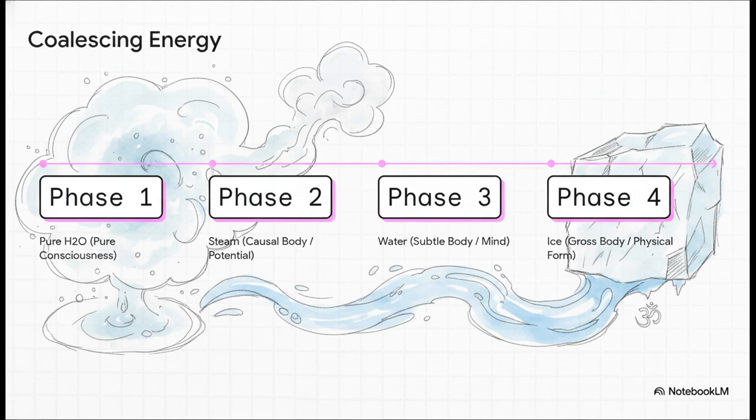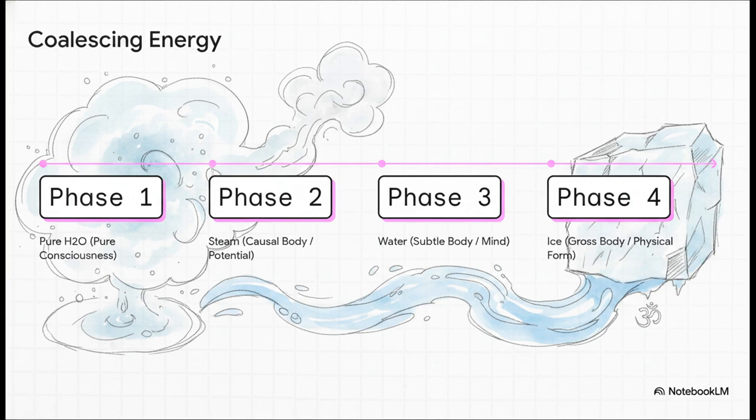This is brilliantly illustrated using something we interact with every single day, water. Think of creation exactly like water changing its states. First, we have pure H2O. This is formless, pure consciousness capable of being absolutely anything. Then it condenses into invisible steam. This is the causal body, pure unmanifest potential.